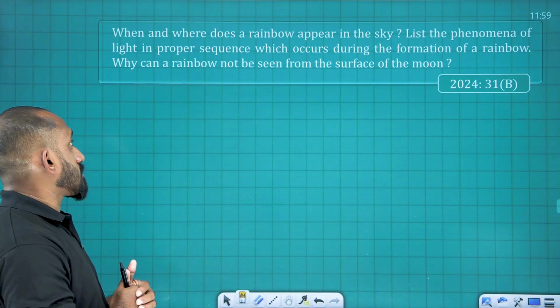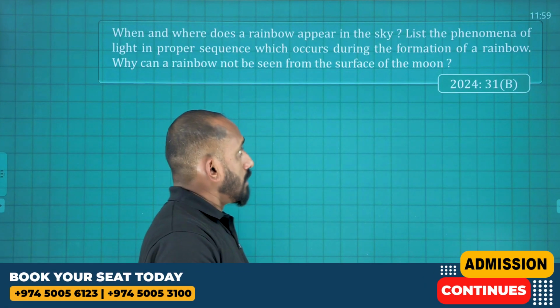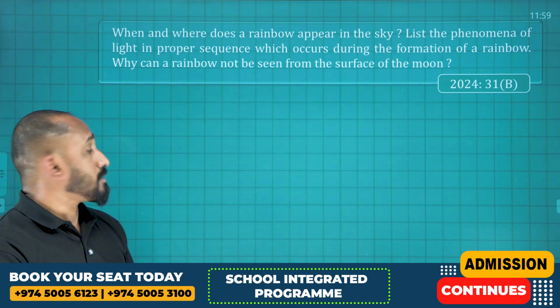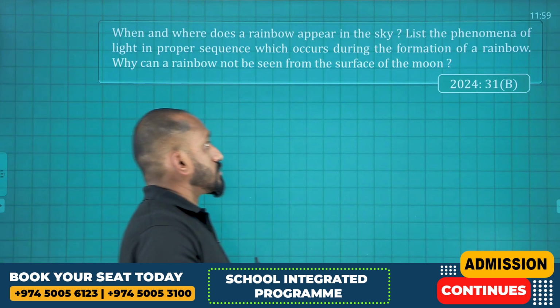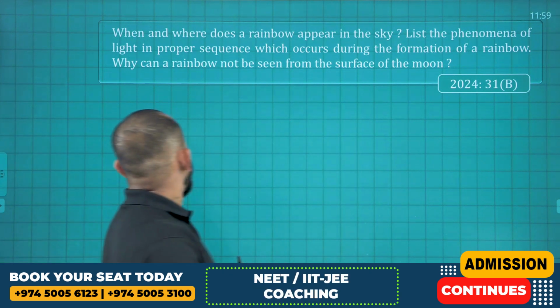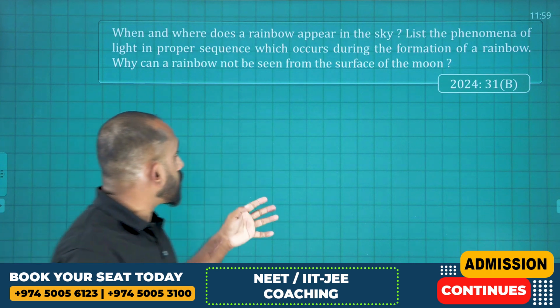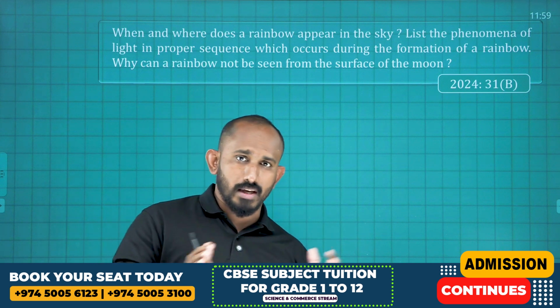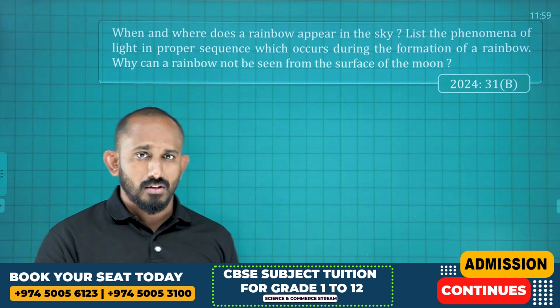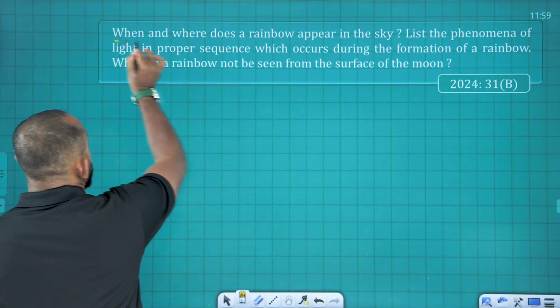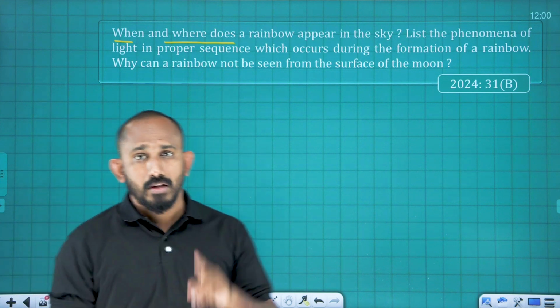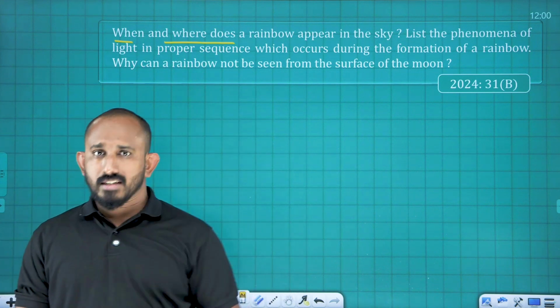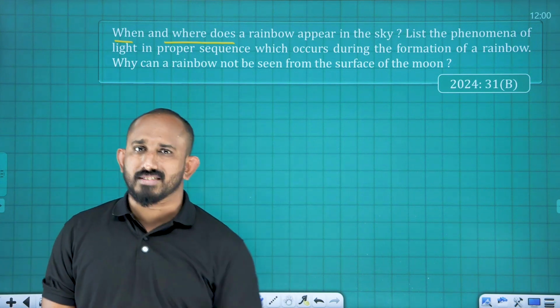When and where does a rainbow appear in the sky? List the phenomena of light in proper sequence which occur during the formation of a rainbow. Why can a rainbow not be seen from the surface of the moon? So 2-3 concepts are here. First, when and where does a rainbow appear in the sky? When is one condition, where is the next condition. So two conditions are there for a rainbow.